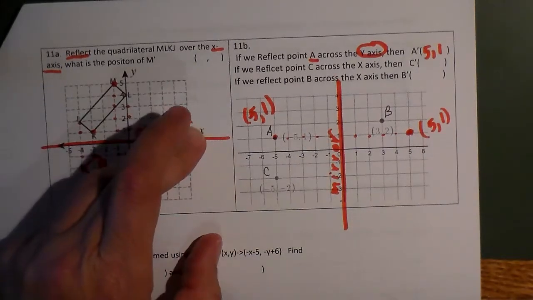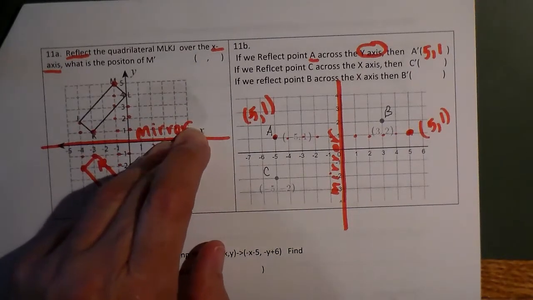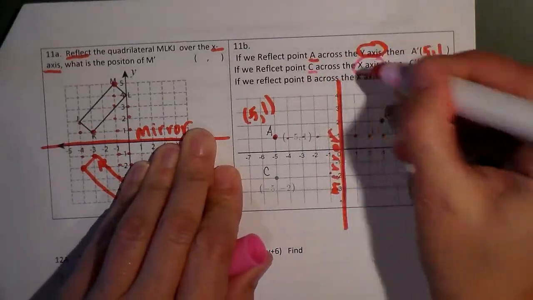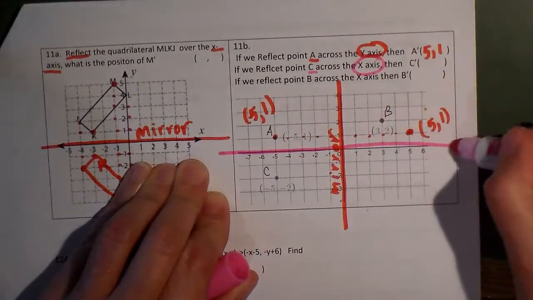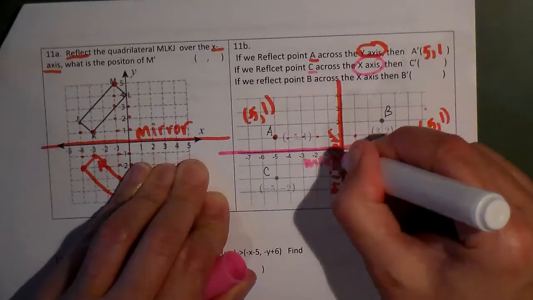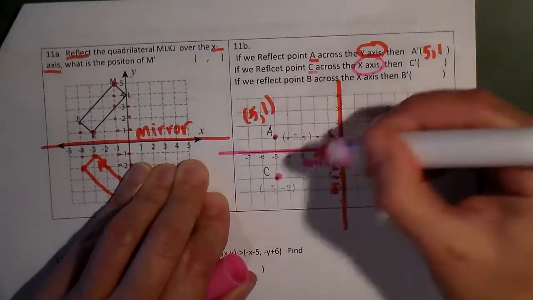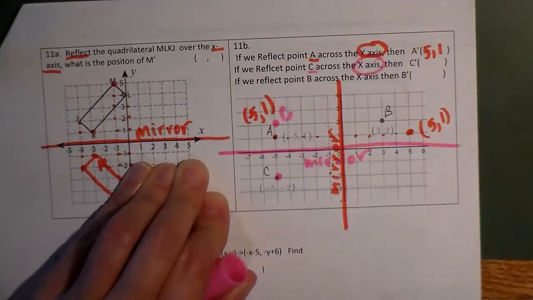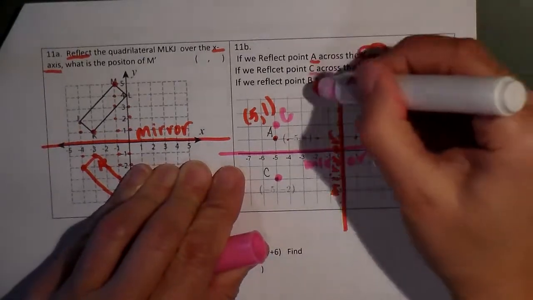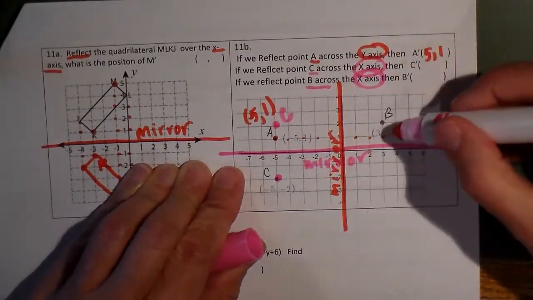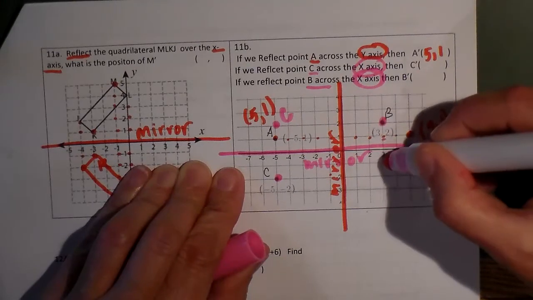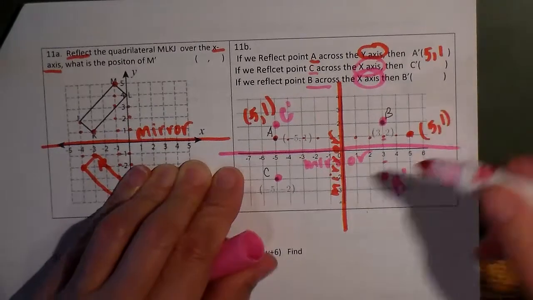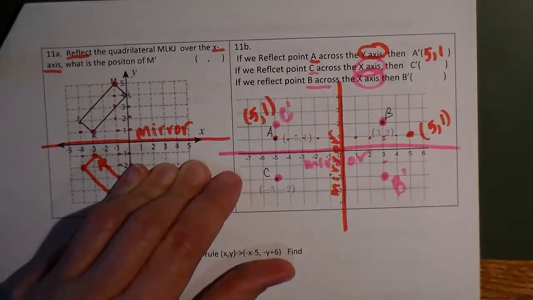Now let's look at C. C is reflected across the x-axis. So now for C, this is my mirror. Okay, so C's right there. So if C is 2 below, it's going to end up being 2 above my mirror. And then for B, B is also over the x-axis. So B is over here. B is 2 above, so its reflection would be 2 below. Okay? And that's how you do those transformations.